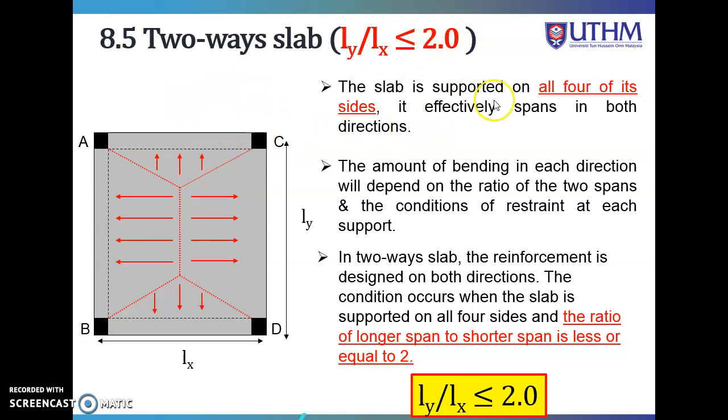Okay, so two-way slab, misalnya the slab supported on all four side. Maksudnya di kelilingnya akan ada support. Okay, so in two-way slab, the reinforcement is designed in both directions. Okay, the condition occurs when the slab is supported on all four sides and the ratio of the longer span LY to the shorter span LX is less or equal to 2. Okay, so LY divided by LX mesti lebih kecil ataupun sama dengan 2. So kita akan design dia sebagai two-way slab.